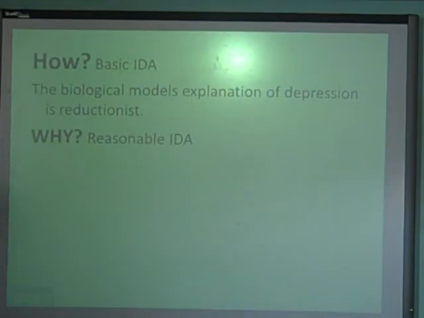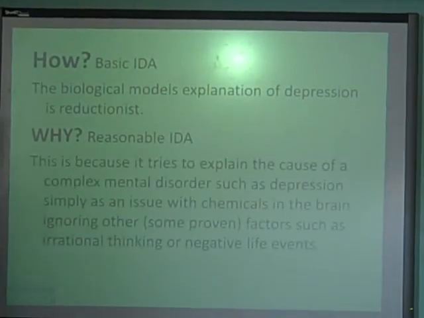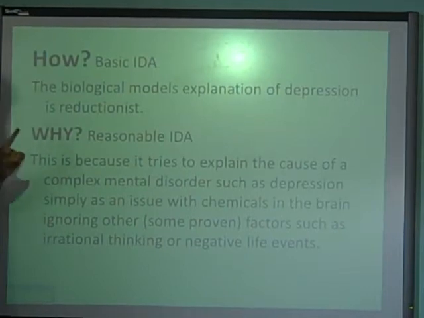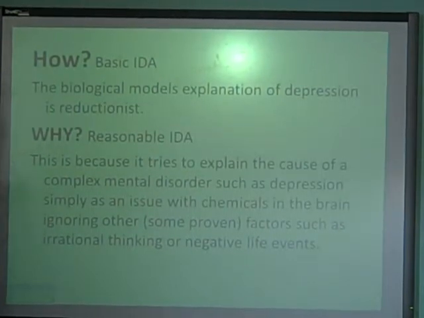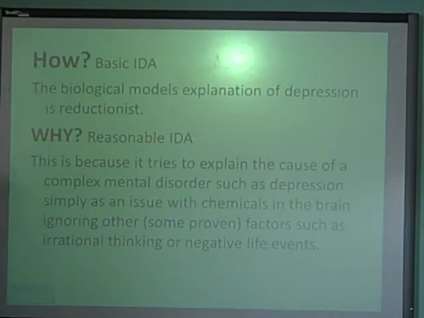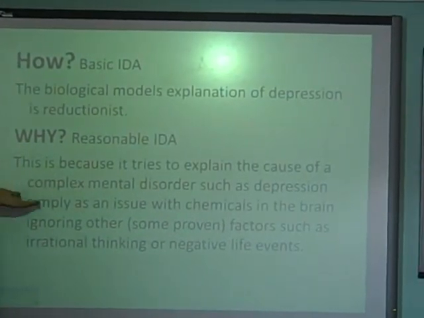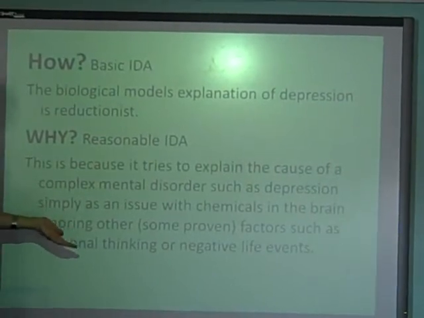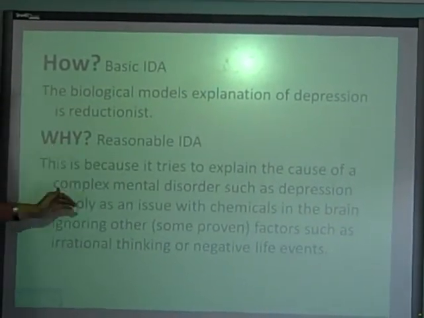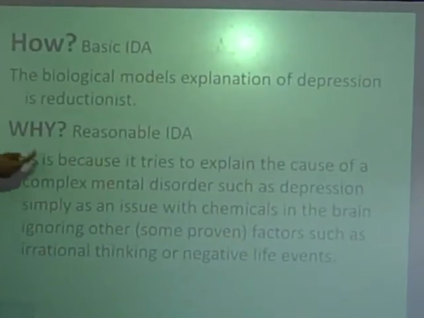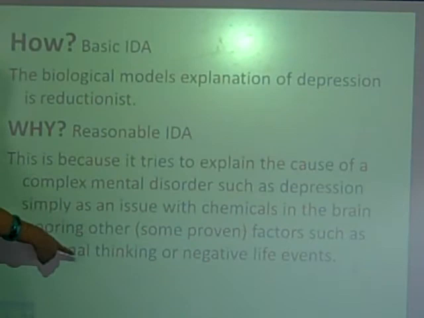The why would be to give a bit more evidence. You've got the evidence in the statement beforehand, so why is it reductionist? It's reductionist because it only explains depression down to one simple thing, which is biochemicals. It tries to explain the cause of a complex mental disorder simply as an issue with chemicals in the brain, ignoring other factors such as irrational thinking or negative bias. So you've given it a little bit more evidence. You're saying to the examiner, yes, I know what reductionism is, this is why it's reductionist, and these are some of the things it's missing.